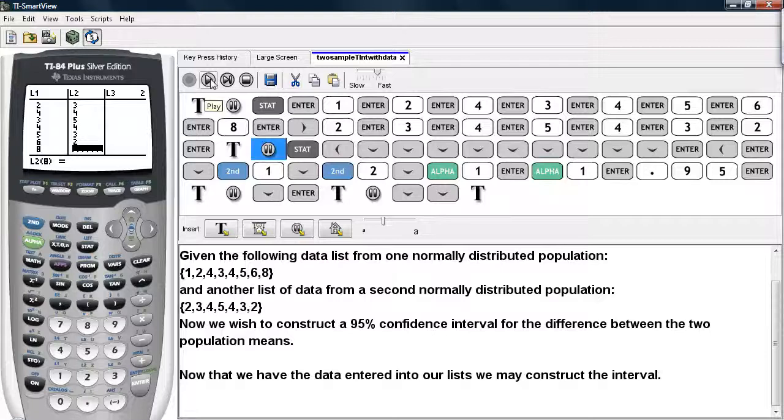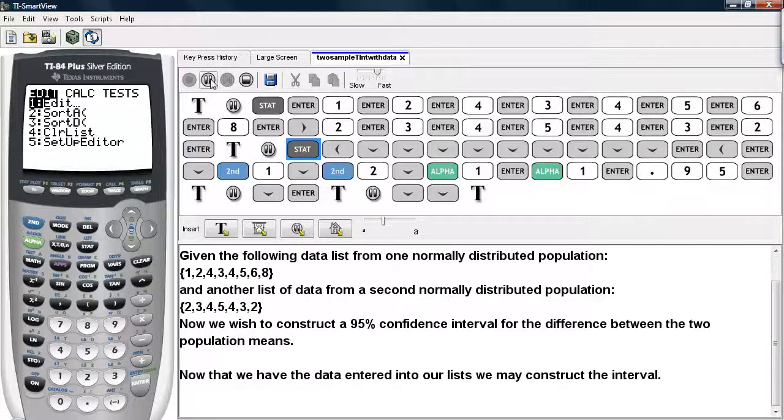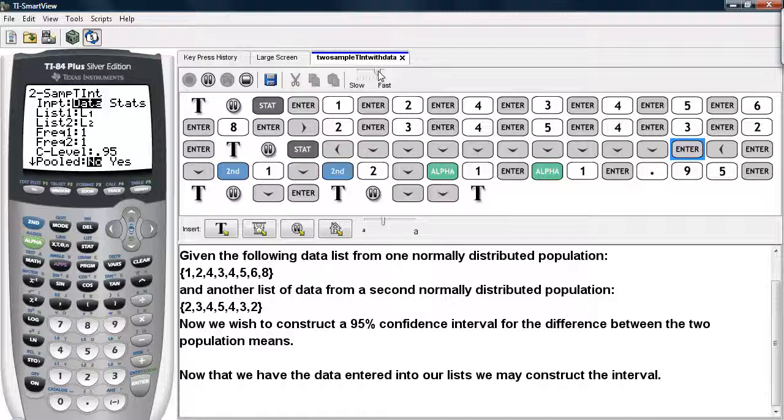In order to do that, we'll hit Stat, highlight Tests, and then scroll down until you get to 2-SampTInt. It's a little ways down on the menu here. There it is. So we hit enter. Now we have data lists, so we'll highlight Data and hit enter.